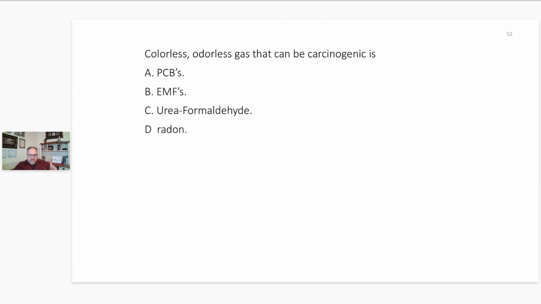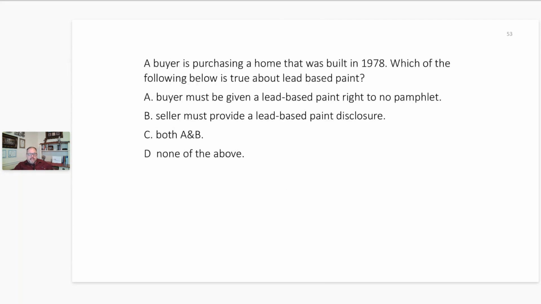Now, the next question is, a buyer is purchasing a home that was built in 1978. Which of the following below is true about lead-based paint? What do you think?